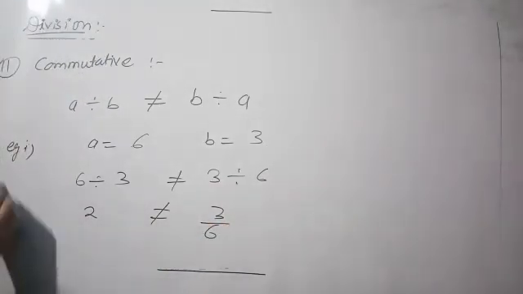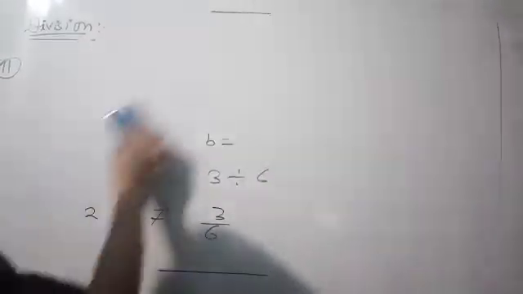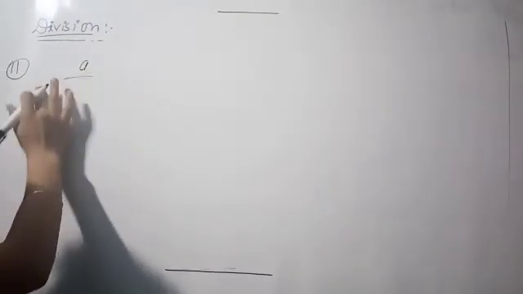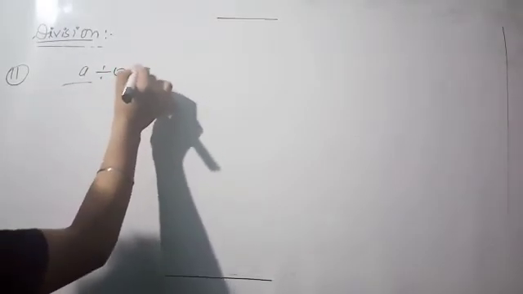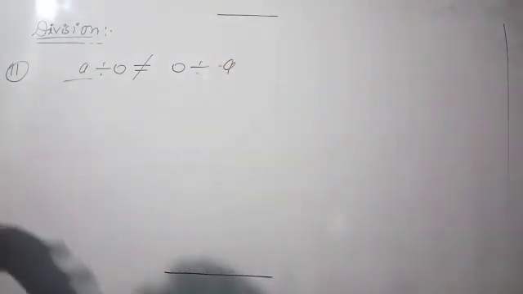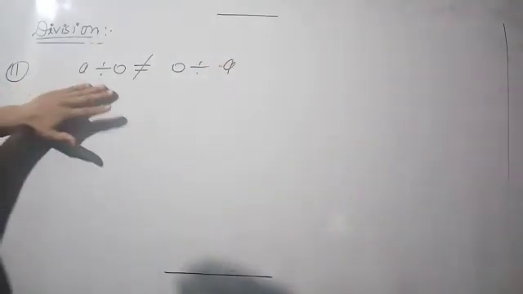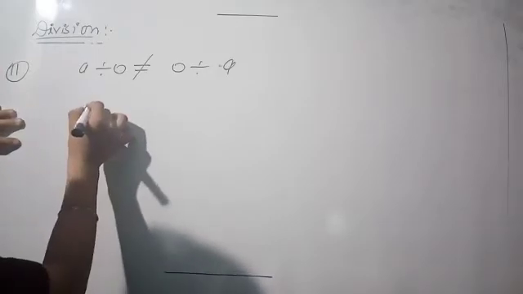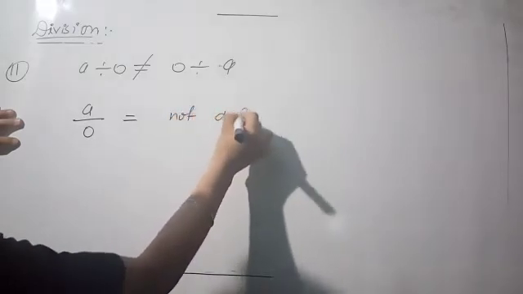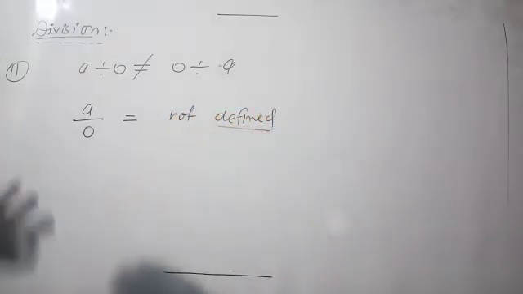Similarly, the property of 0 does not follow, and the associative law is also not followed by division. In property of 0, we have a divided by 0 not equal to 0 divided by a, if a is a given number. If you divide any number by 0, then the result is not defined. So you have to write down, or copy, all these things in your copy.